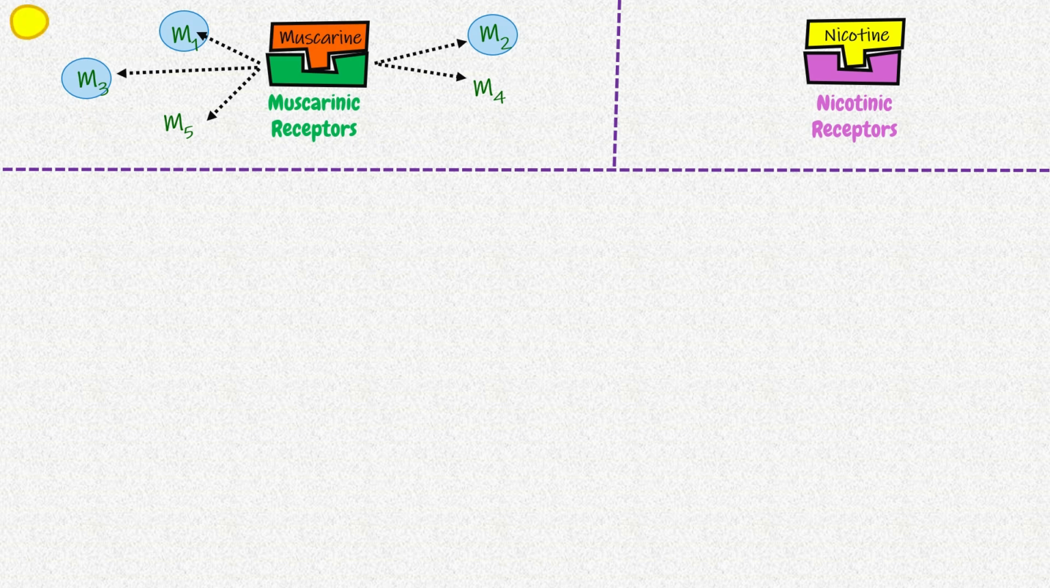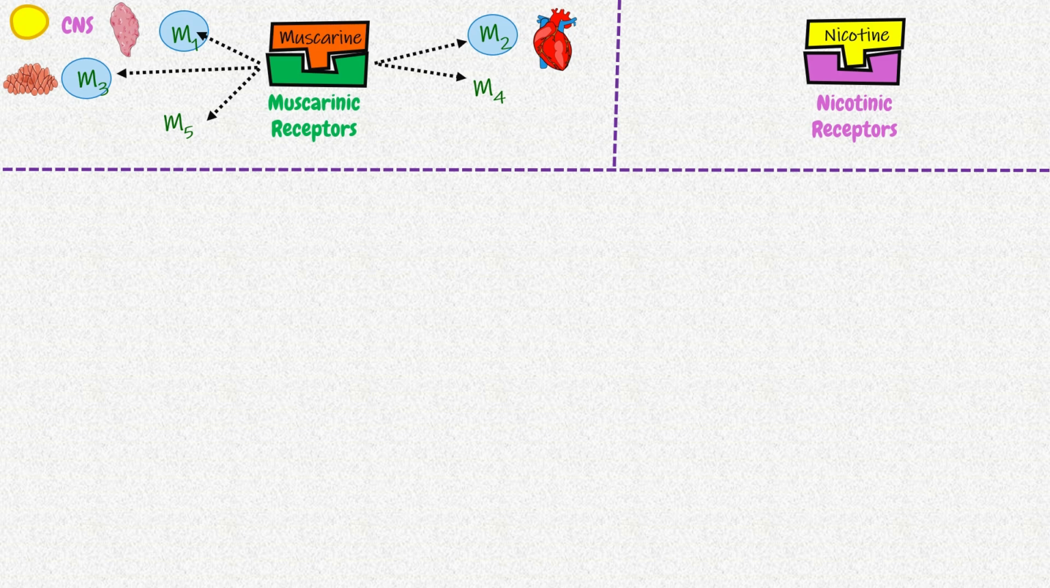M1 occurs mainly on autonomic ganglia, CNS, and exocrine gland cells. M2 occurs in the heart. M3 occurs mainly in smooth muscles. M1, M2, and M3 are metabotropic receptors. They indirectly affect synaptic transmission through G proteins.